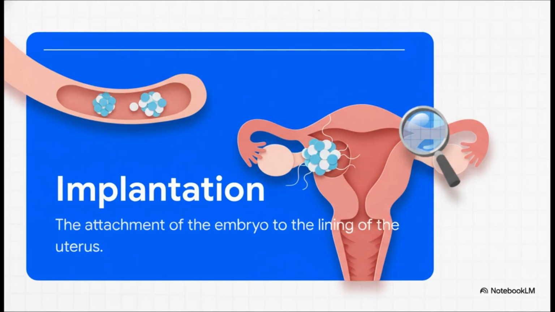But fertilization is just the beginning of the story. The brand new zygote starts dividing almost immediately. One cell becomes two, two become four, four become eight, and so on.